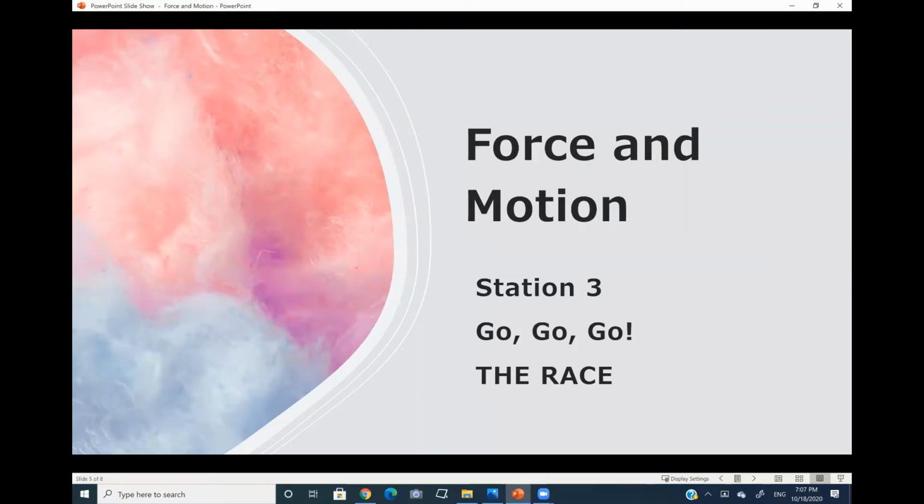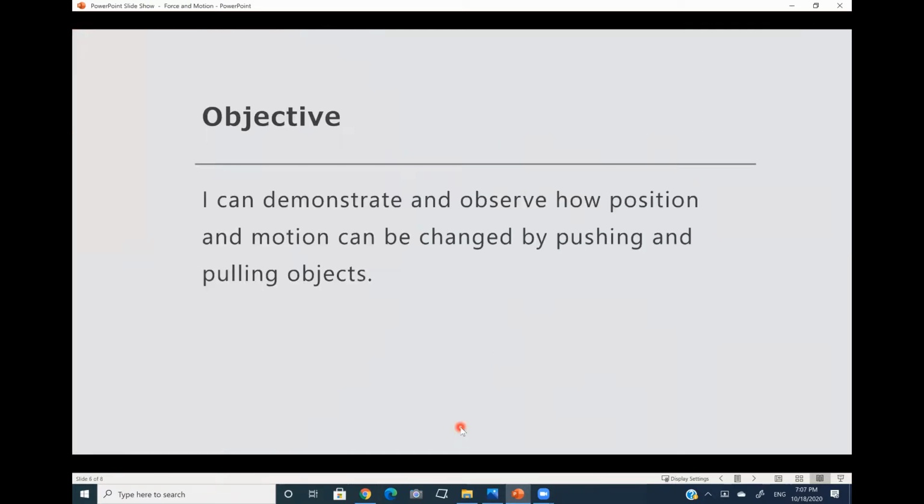We're going to continue doing force and motion. Today, we're going to do station number 3, Go, Go, Go, the race. The objective for today is I can demonstrate and observe how position and motion can be changed by using pushing and pulling objects. Let's see the experiment.